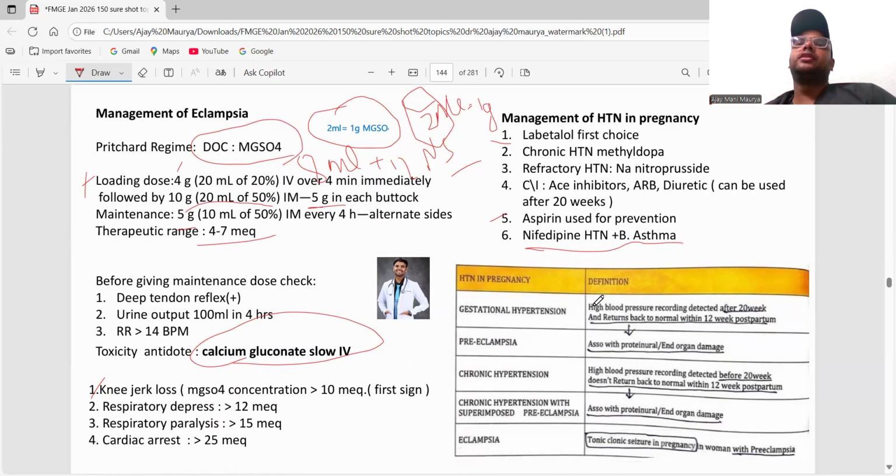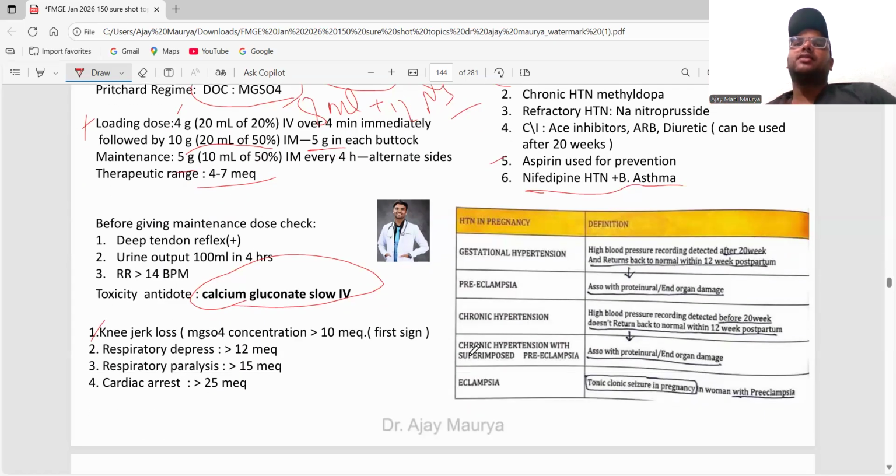Okay, done. So these are the differences. You have to remember what is preeclampsia, what is chronic hypertension, and what is eclampsia. Just study the differences.